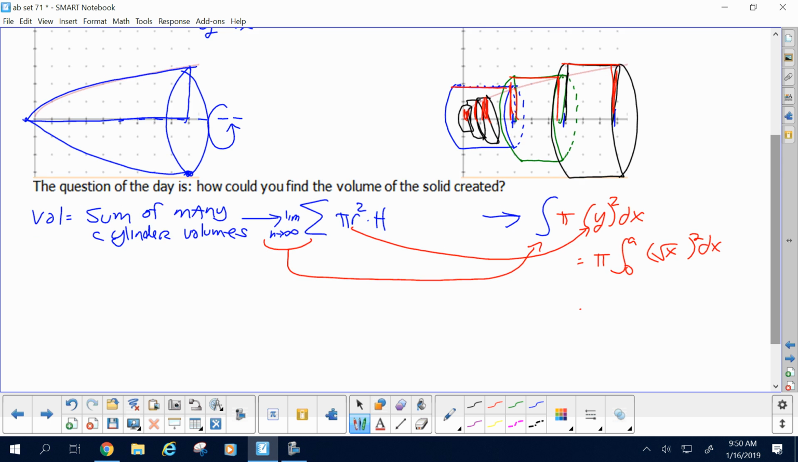As I said, if you set this up correctly, then the calculator should be a non-issue. What's the antiderivative of x? 1/2 x squared, or I guess I'll leave the pi out there. Pi over 2 x squared from 0 to 9. So the area, or the volume rather, is 81 pi over 2. You follow? Okay.